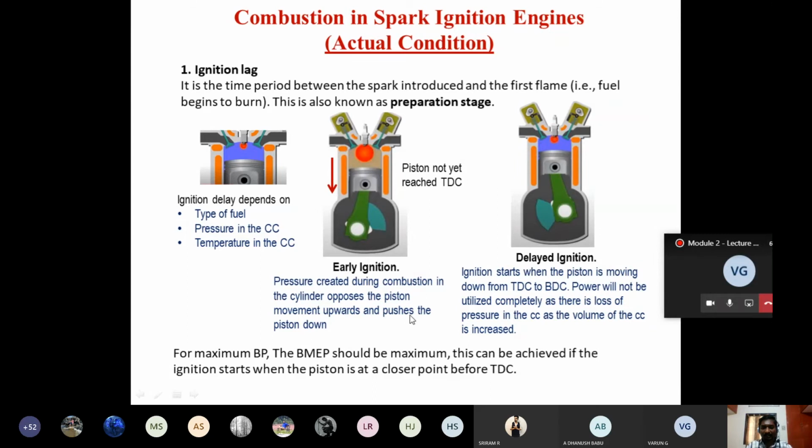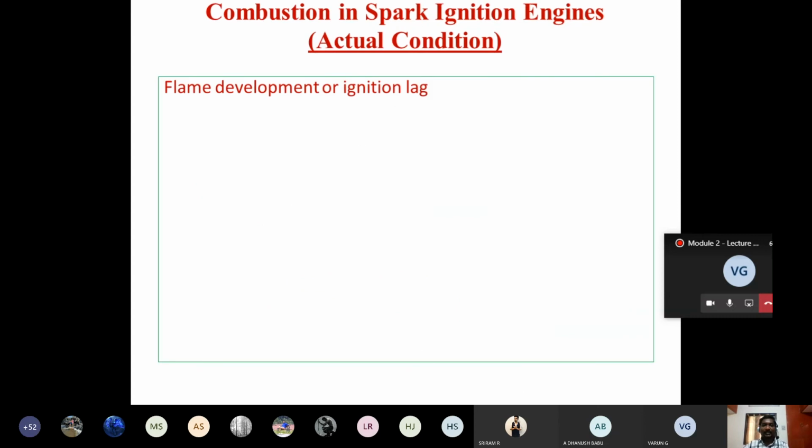If you want maximum brake power, we should have higher mean effective pressure, and this is achieved if the ignition starts at the proper timing, when the piston is closer to the TDC. Something around 20 degrees before TDC is the ideal period. So the timing of the spark is very vital. It should be ensured by considering the ignition lag, the time required for the starting of combustion. Based on that, the spark is introduced into the combustion chamber for complete combustion and to extract maximum power output from the engine. Now coming to the second stage, flame development.